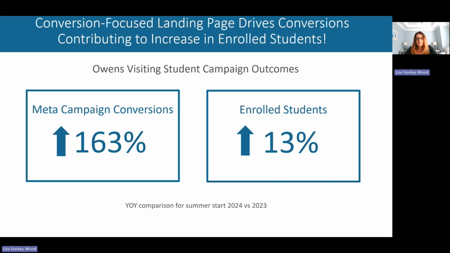And another amazing result for Owens from a conversion-focused campaign where they saw a 163% increase in conversions from Meta and a 13% increase in enrolled students, which we love to see increases in conversions, but we love even more to see this number climbing and getting higher for our clients that we work with. So a 13% increase year over year, which was pretty incredible for them.